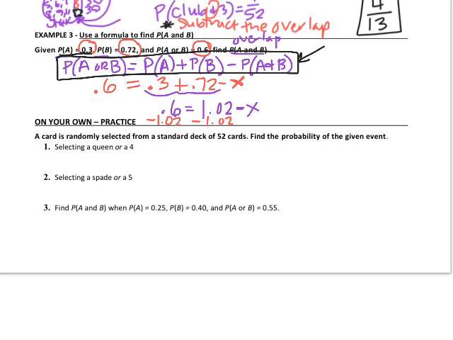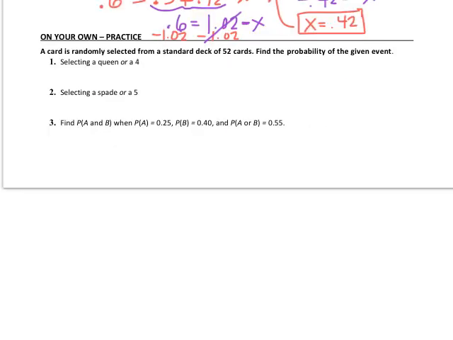And that is going to give me, on the left, negative 0.42 equals, and this is canceled now, so I'm just going to have a negative x over there. And when we have a negative x and a negative 0.42, so we have a negative result on both sides, I can multiply both sides by -1, and that basically gets rid of the negative sign, so therefore x is going to be equal to 0.42. That is the amount of the overlap, or the probability of A and B. That's the overlap.